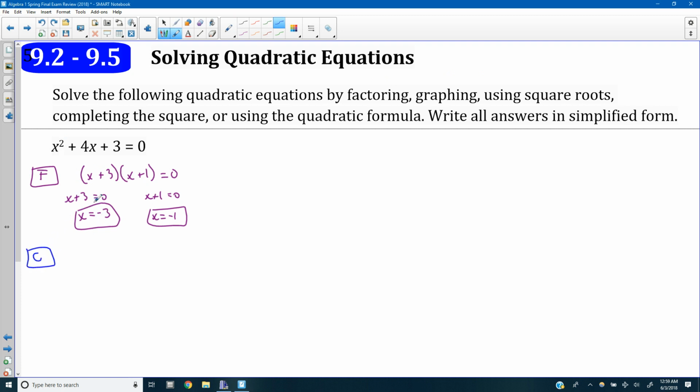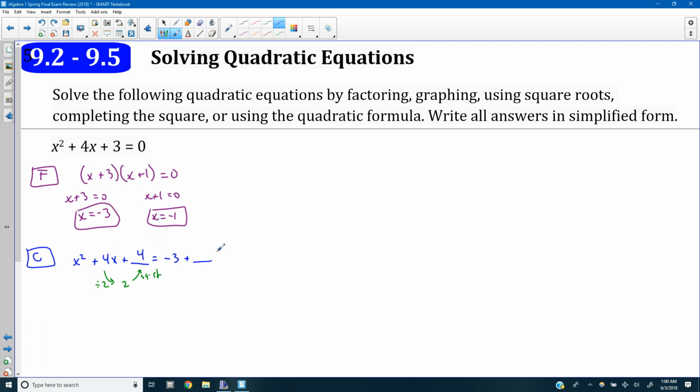So completing the square here, what I'm going to do is move that 3 over to the other side. I'm going to subtract it. Then I'm going to complete the square here by adding in a certain number that gives me a perfect square trinomial. You find this number by dividing the linear term by 2, which is 2, and then squaring it, which is 4.